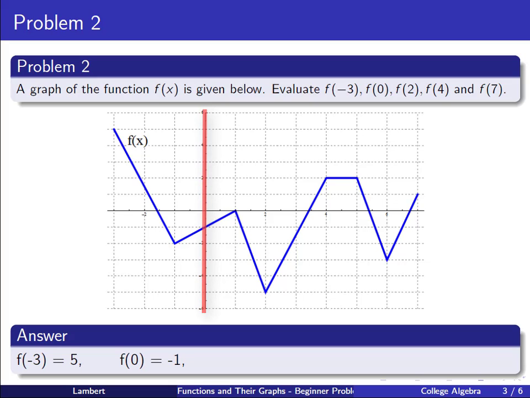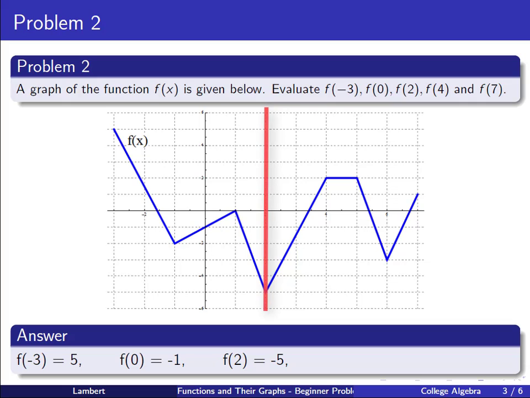For f of 2, once again, we draw a vertical line and find where that vertical line at x equals 2 intersects with our graph of f of x. So here's our intersection point, and we look for the y value at that intersection point. So we cross this over to the y-axis, and notice we've gone down 5 units. So f of 2 equals negative 5. And this is where you have to pay close attention to the tick marks over on that graph. So pay particular attention to that.